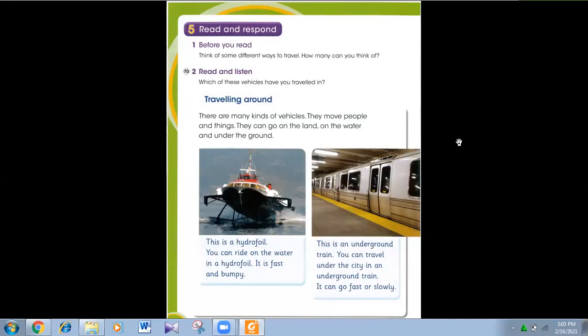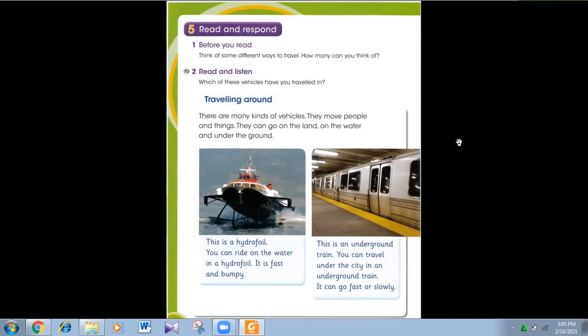Hydrofoil is the fastest means of vehicle, whereas underground train can move fast and it can move slow as well. It can move fast and slowly. Understood? Okay, let me read it one more time. So those who are confused, they will get to know it.